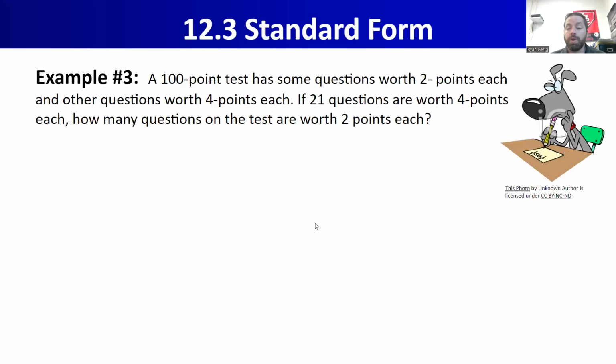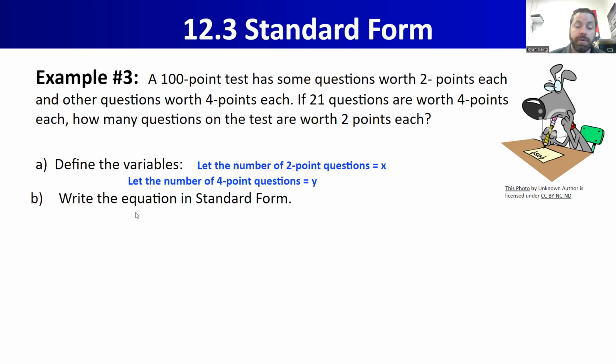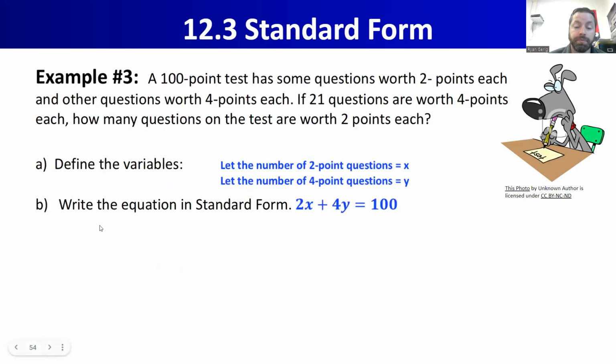Okay, so a word problem. A 100-point test has some questions worth 2 points each and other questions worth 4 points each. If 21 questions are worth 4 points each, how many questions in the test are worth 2 points each? A lot of words there. Let's break it down. Let's define the variables. We're going to let the number of 2-point questions be x, which means the number of 4-point questions is going to be y. So we're going to write the equation in standard form.